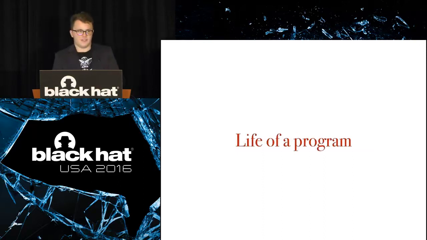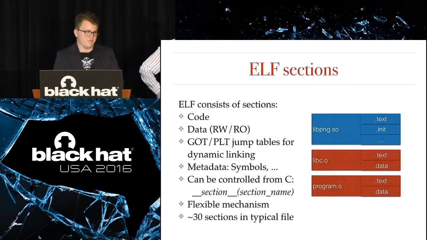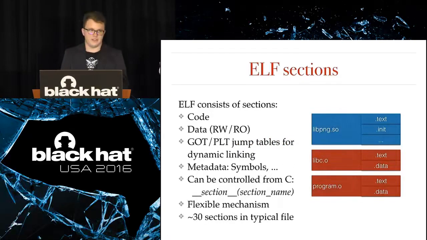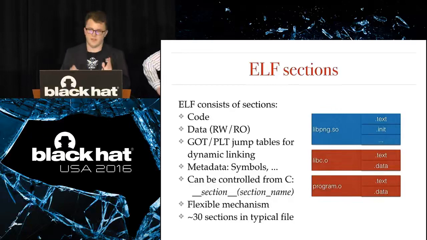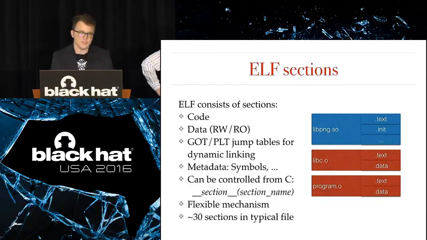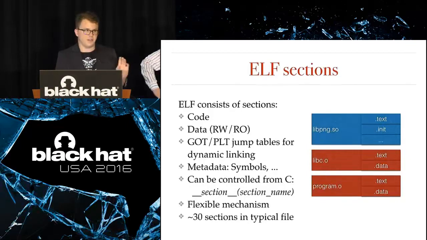So a program starts off as a set of libraries and object files produced by your compiler that contain different ELF sections. As already mentioned, by default, there'll be sections for code, for data, various helper structures for dynamic loading, dynamic linking, and metadata. But you can add annotations to your program to split off different parts of code and data into their own sections as well.